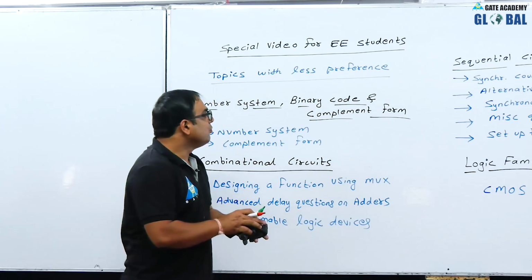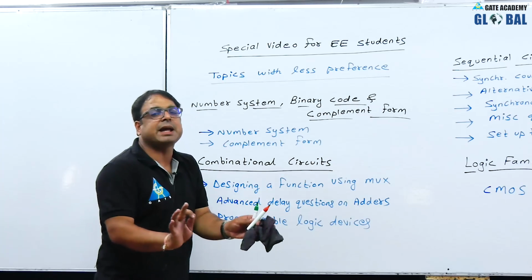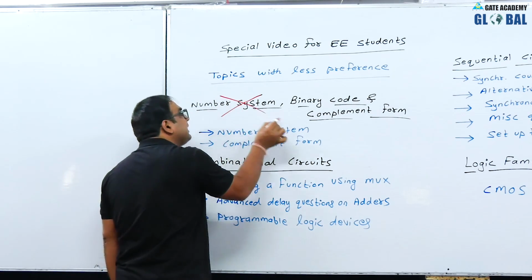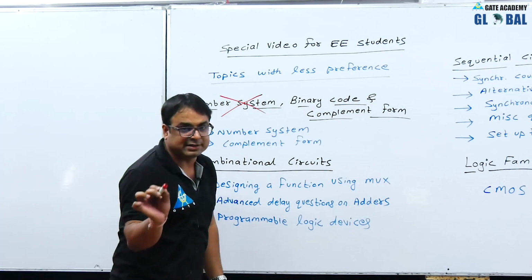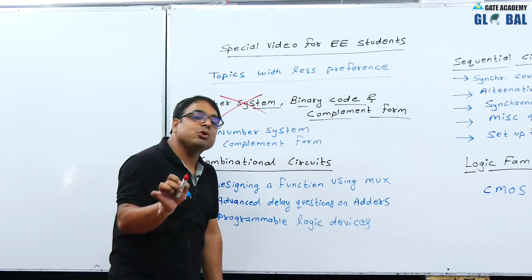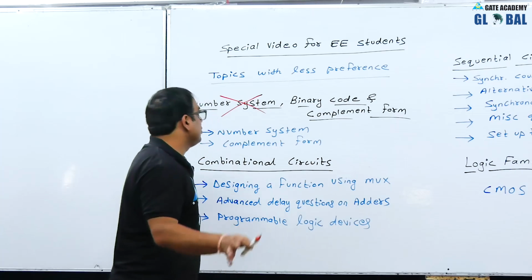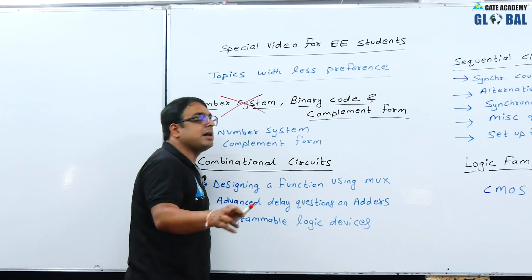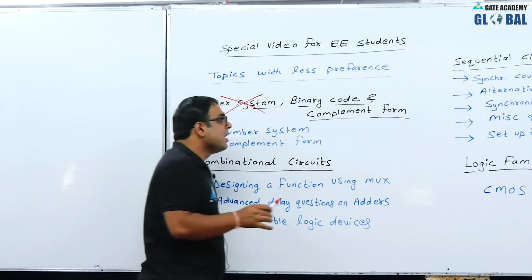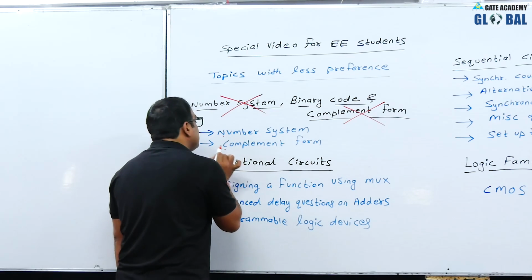For example, the topic you can very comfortably skip without any risk is number system; it will not be asked in the GATE exam of electrical engineering. Remember, I am using the words it will not be asked in the GATE exam. So if you are targeting ESE exam, you cannot skip this one. So for the GATE electrical syllabus, you can ignore number system comfortably. You can ignore the complement form. So these two topics you can ignore.